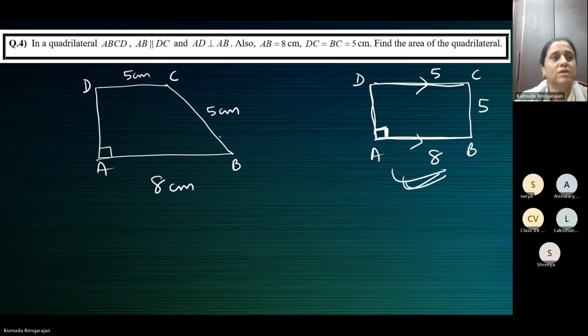Am I right, children? Is it clear? It's not easy to draw this figure. As soon as you read this information, see if you can do it. If you can do it, very good. I always take the help of a diagram like this. I always represent the information given in a rectangle and then I make the rough diagram.